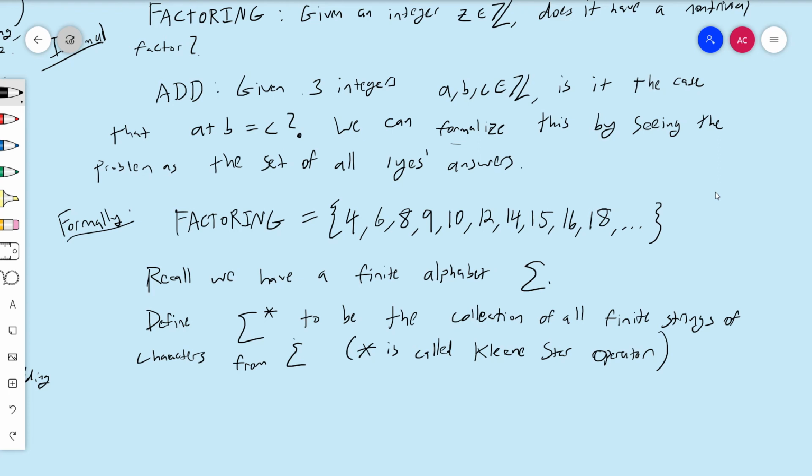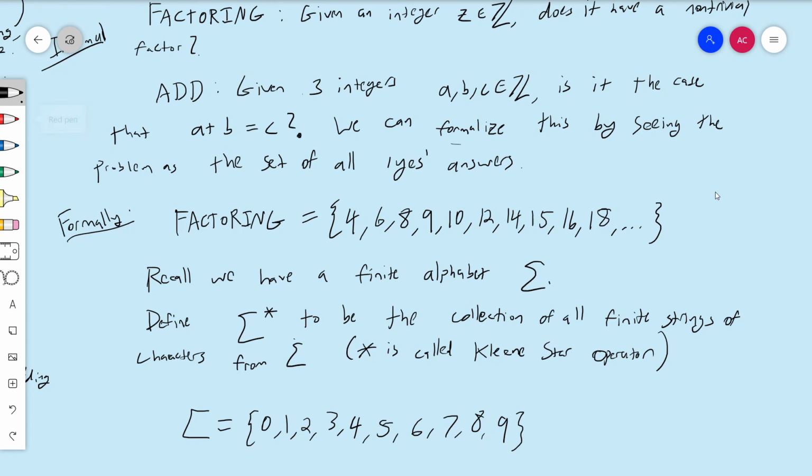So for the factoring problem, what is sigma? Sigma for the factoring problem is the set of digits, 0, 1, 2, 3, 4, 5, 6, 7, 8, 9. It's a 10-symbol alphabet, the natural alphabet for it. You can think of all these numbers, with 3 digits, 4 digits, 5 digits. They are numbers, but we're really thinking about them as strings, as collections of characters over an alphabet.